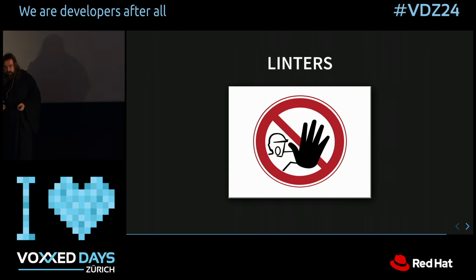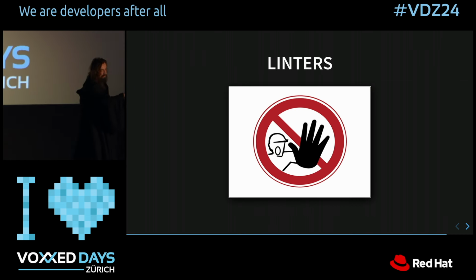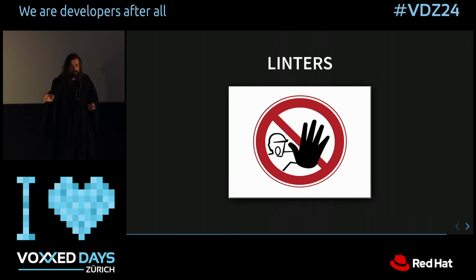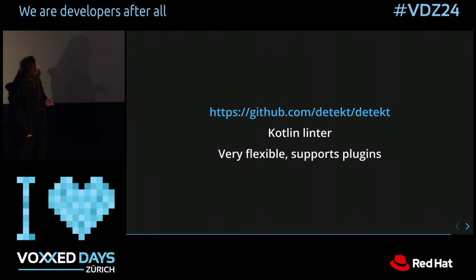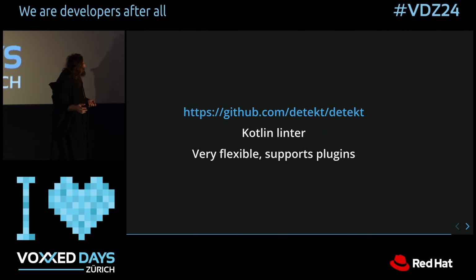Well, how can we deal with that? There are linters. When your language is a little bit too rich, you can use a linter. You decide: we use this stuff, but not this stuff. There is a great Kotlin linter that I recommend, detekt. Who uses detekt? You should, if you don't. Basically, it has great defaults, and you can even add plugins.